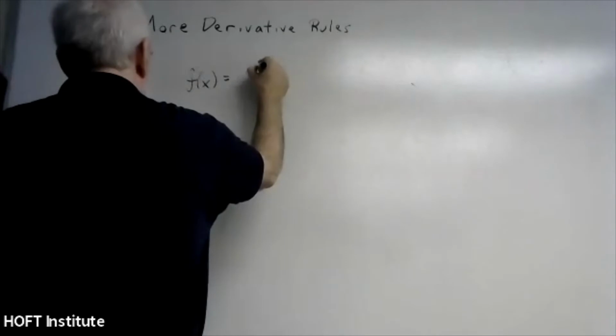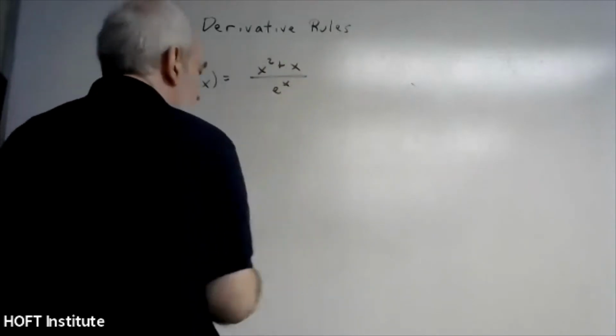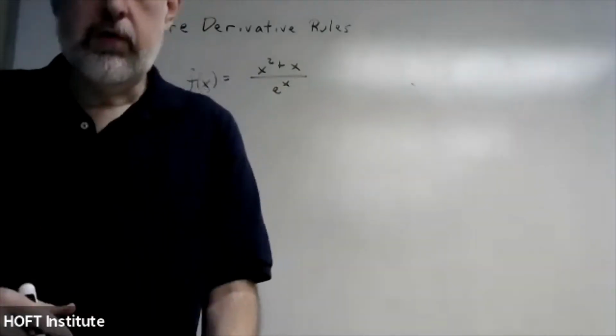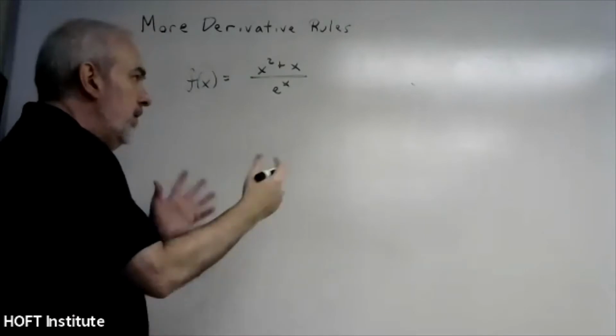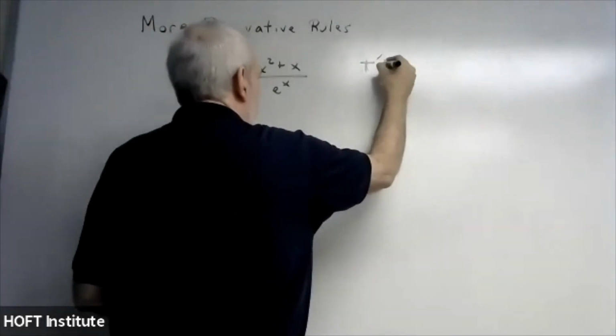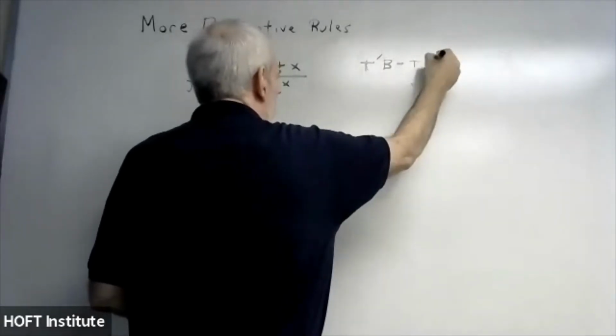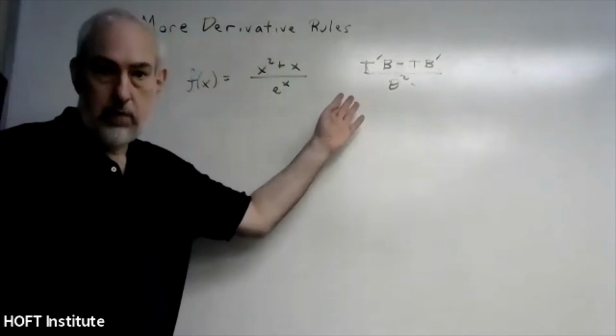F of x is going to be x squared plus x divided by e to the x. Okay, so this one's a quotient, so it's going to involve the quotient rule. Okay, so let me just write out the pattern for the quotient rule. It's the derivative of the top times the bottom minus the top times the derivative of the bottom, all divided by the bottom squared. So that's the general pattern.